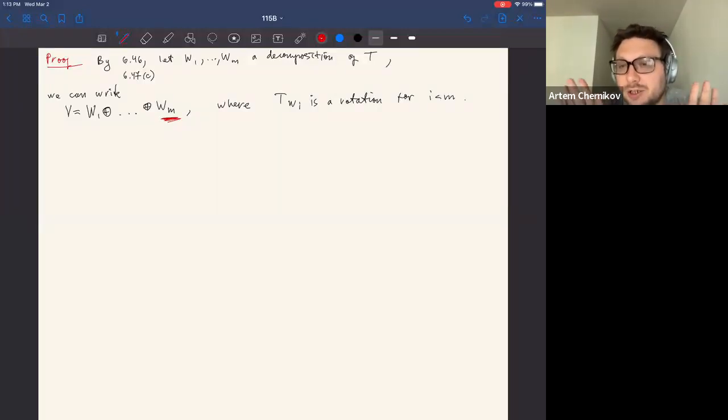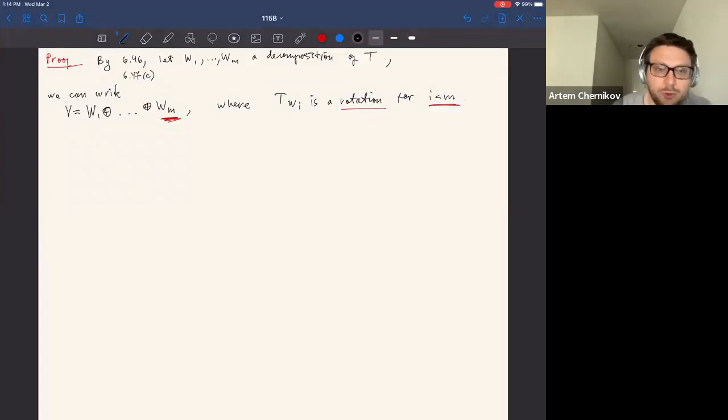So the order doesn't matter. We can pick the order of the subspaces, like you find them, and then if you need, you can reorder them. We know that there's at most one of them, restricting to which T is a reflection. So make it the last one in the list, just enumerate it in that order. So this guarantees that we have a rotation for i below m, and for Tm, we are not saying what it is. Could be rotation, could be reflection.